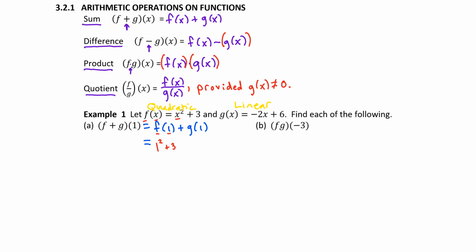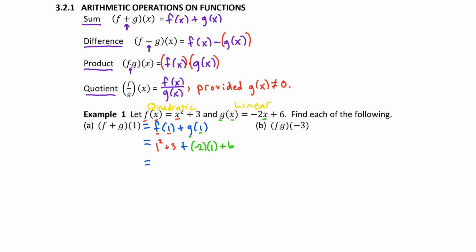Then I'm going to add this to g of 1. G of 1 is telling me to use the function called g, so now I know I'm going to use this function rule, and I'm going to plug 1 in for the argument. So we have negative 2 times 1 plus 6. Essentially, we're just evaluating two functions in one problem and summing their outputs.